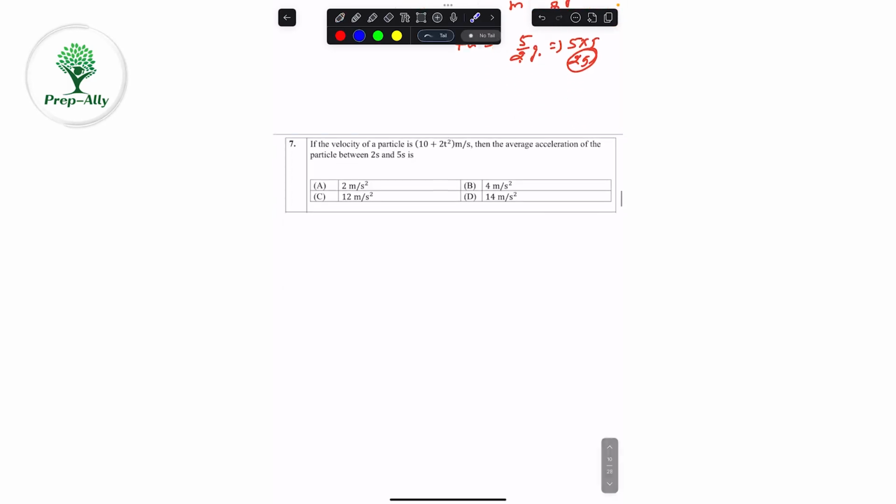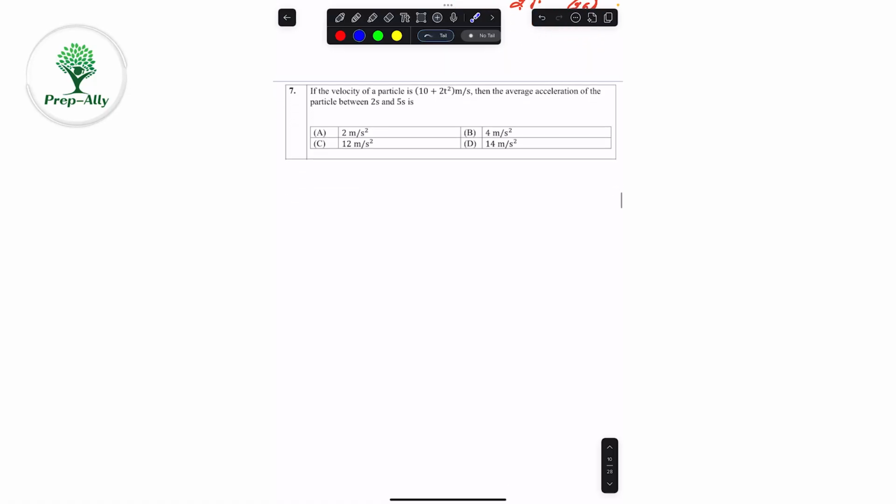We are going to solve question number 7 of PAVE exam. Question number 7 is saying if the velocity of the particle is 10 plus 2t square, then what is the average acceleration of the particle between 2 and 5 seconds. So what is average acceleration? We know it is delta v by delta t, which is v2 minus v1 divided by t2 minus t1.